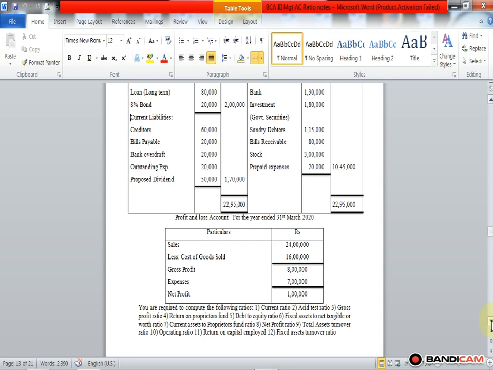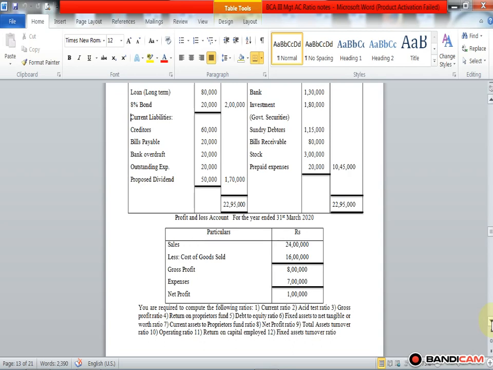You are required to compute the following ratios. First, current ratio. Second, acid test ratio. Third, gross profit ratio. Fourth, return on proprietors fund. Fifth, debt to equity ratio. Sixth, fixed assets to net tangible net worth ratio. Seventh, current assets to proprietors fund ratio. Eighth, net profit ratio. Ninth, total assets turnover ratio. Tenth, operating ratio. Eleventh, return on capital employed, and twelfth, fixed asset turnover ratio.